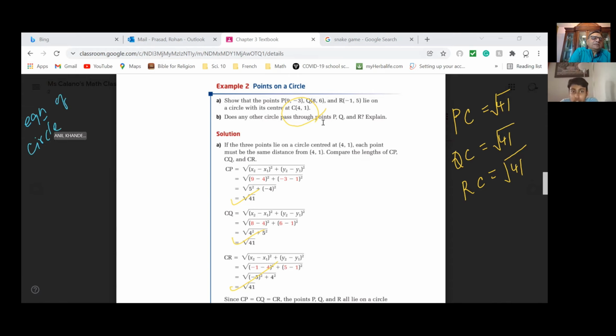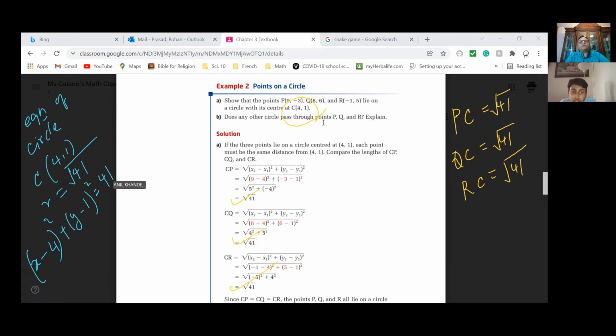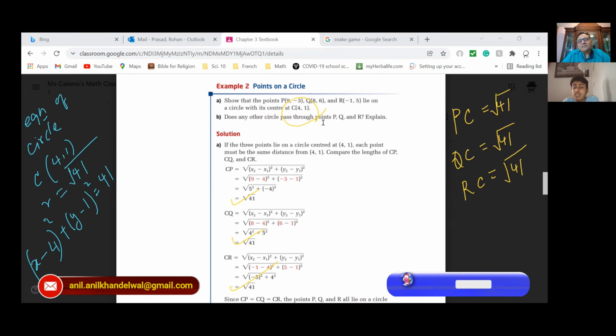We know that the center now is at (4, 1), correct? Yes, sir. And the radius is root 41. And therefore, the equation should be what? It should be (x minus g) whole square plus (y minus h) whole square equals r square, which is 41. So the equation of the circle will be (x minus 4) whole square plus (y minus 1) whole square equals 41, since (4, 1) is the center of the circle.